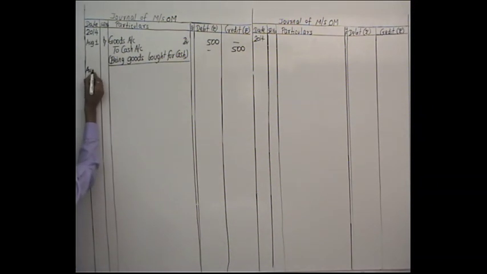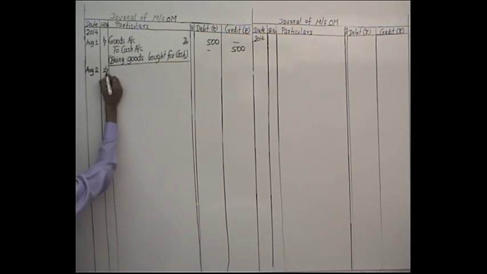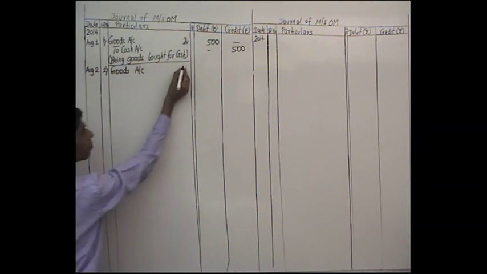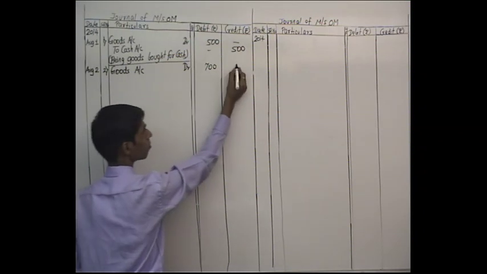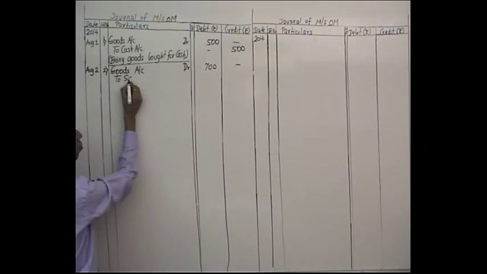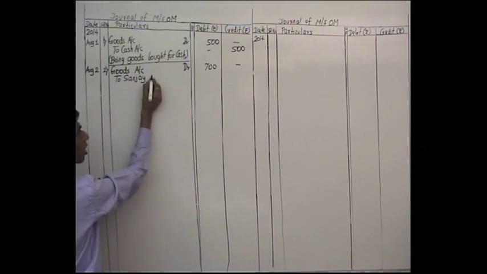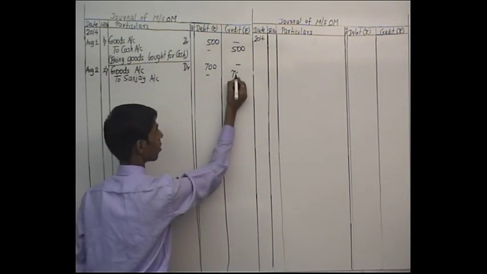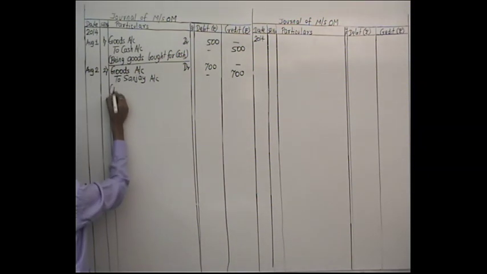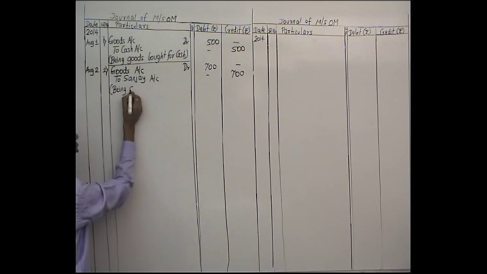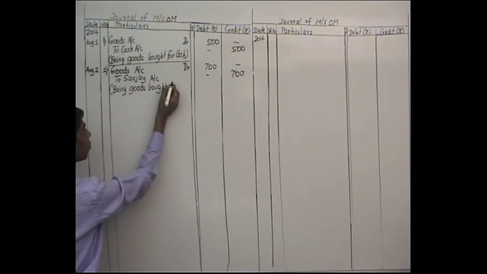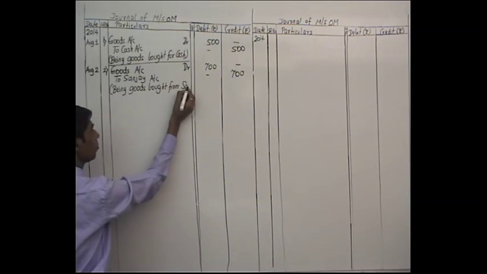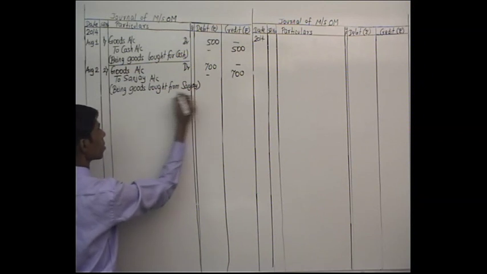My entry will be, first you have to write down the date, August 2nd, second transaction, goods account debit 700 to Sanjay account 700, being goods bought from Sanjay.